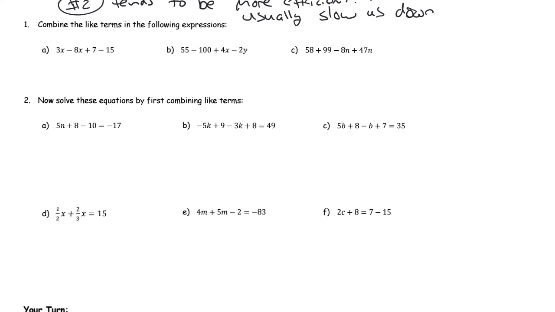Oh, I did it again. Gotta remember to go back to the pen there. 3x minus 8x, 7 minus 15. So the 3x minus 8x, those are like terms. And 3 minus 8 is going to be negative 5. And then 7 minus 15, those are like terms too, because there's no variable there. And 7 minus 15 is going to be negative 8.